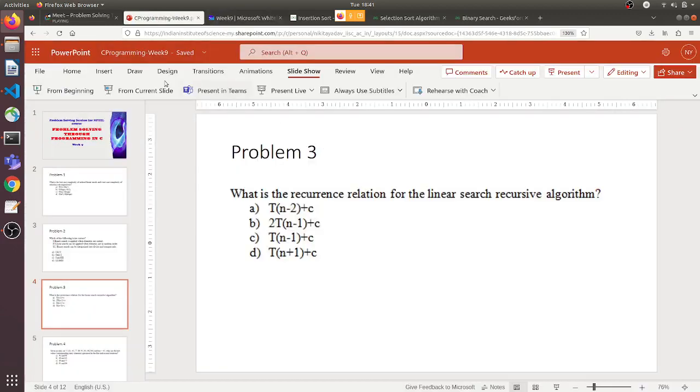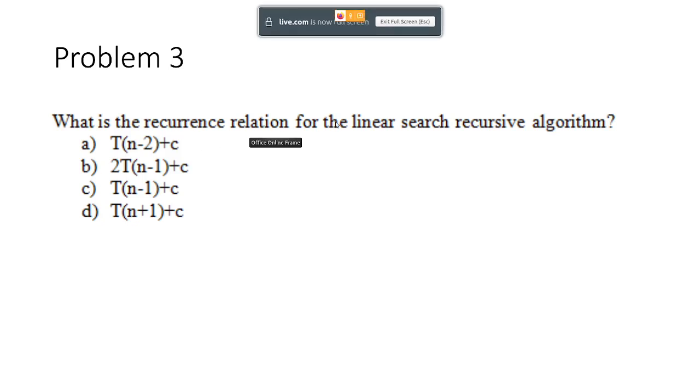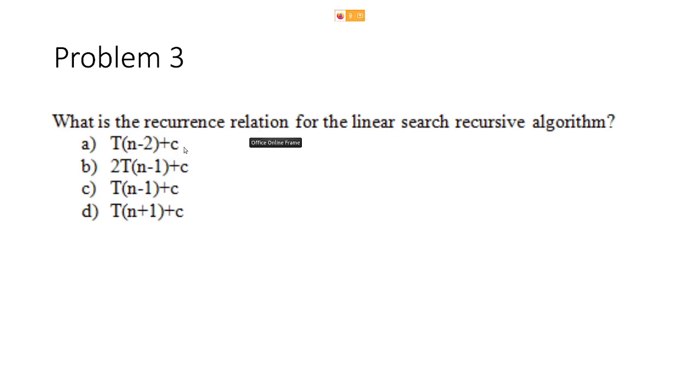So let's look at the options also. What is the recurrence relation for this process? Option A is going to be T(n-2) + 3. But in one call of the recursive algorithm, we are able to reduce the search space only by one element, not two elements. So option A is incorrect.